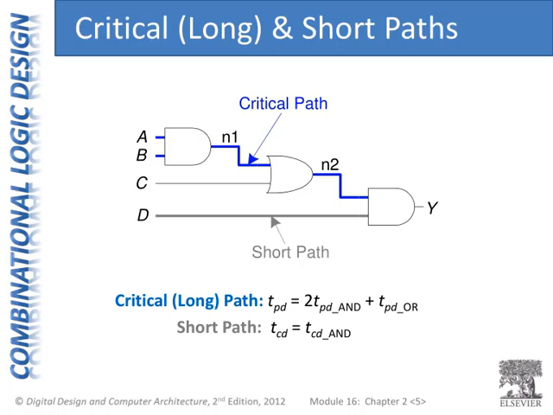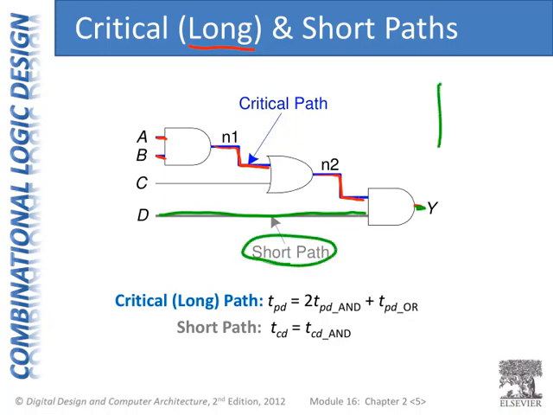So here's an example circuit. We can analyze the paths between the input and the output. Here's a long path, or critical path, of that circuit between either A or B and the output Y. That's called the critical path or the long path. And then we also have a short path, which is our path from the input D to the output Y.